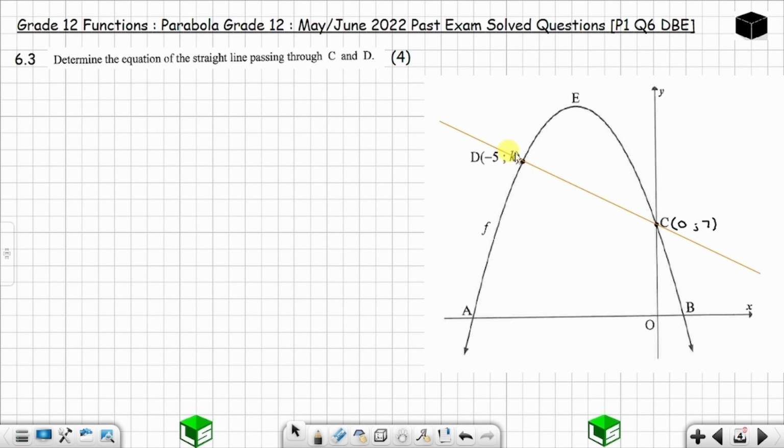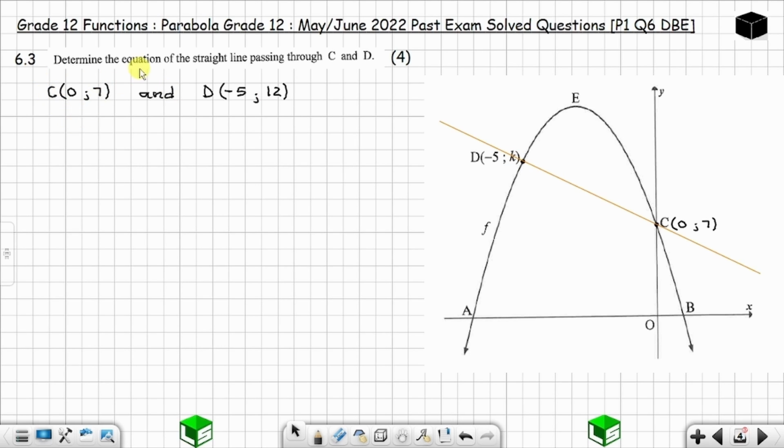Now the question is to calculate the equation of this straight line passing through C and D. You have the point C with coordinates (0, 7), and you also have the point D with coordinates (-5, 12). So this is your K. You replace it with 12. Your K is equal to 12, which you calculated in the previous question 6.2.